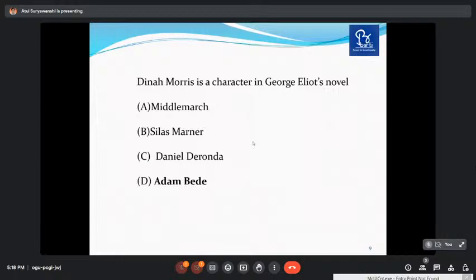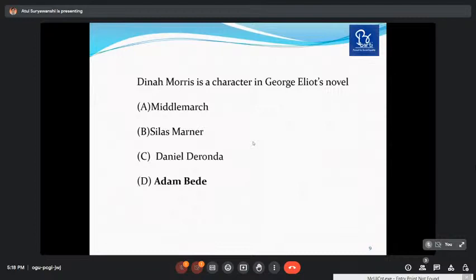Dinah Morris is a character in which George Eliot novel? The first, Middlemarch. Second, Silas Marner. Third, Daniel Deronda. And the fourth is Adam Bede. So the answer is D, Adam Bede. From this novel, the character Dinah Morris appears. And the original name of the writer George Eliot is Mary Ann Evans. This was also asked in the examination.